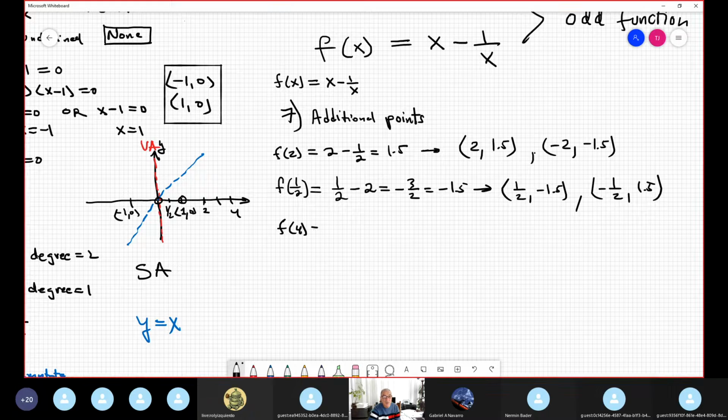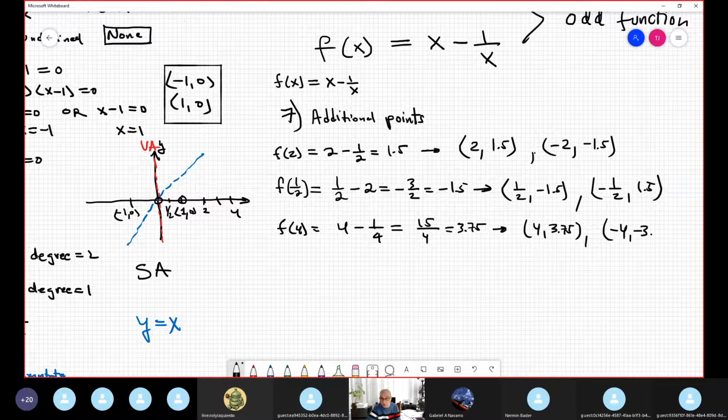Evaluating f of 4: it's 4 minus 1 over 4, is 15 over 4. Okay, because 4 times 4 is 16 minus 1, 15 over 4. The decimal is 3.75. Those points are 4, 3.75, and -4, -3.75. Enough. And that's it.